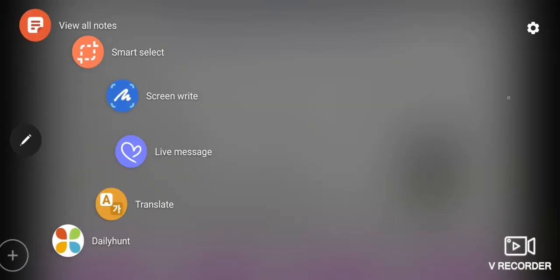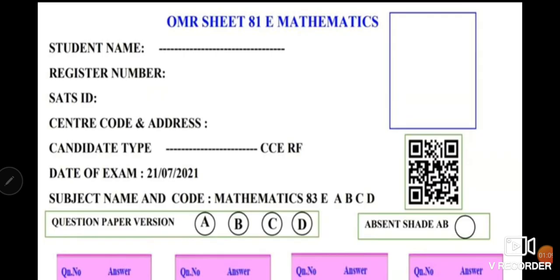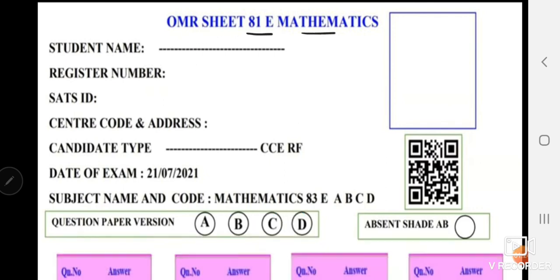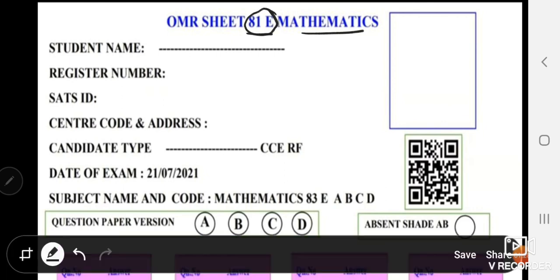So how are you going to fill the OMR sheet? Maybe a few of you are having doubts about filling this OMR sheet. At the top of the OMR sheet, you may come across something like this: OMR sheet 81E Mathematics. This is the subject code of mathematics or any other subject. They have different subject codes. It will be provided in your admission tickets.